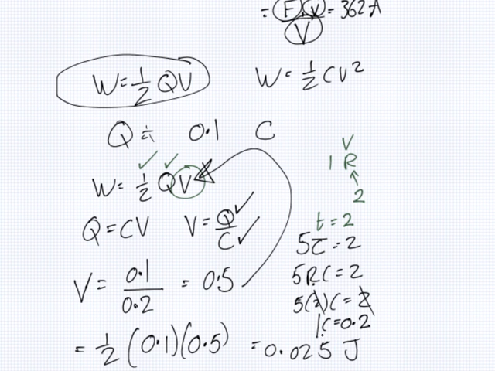What was this letter? C. What is this then? C is capacitance, so the unit is farads here. And this was volts.